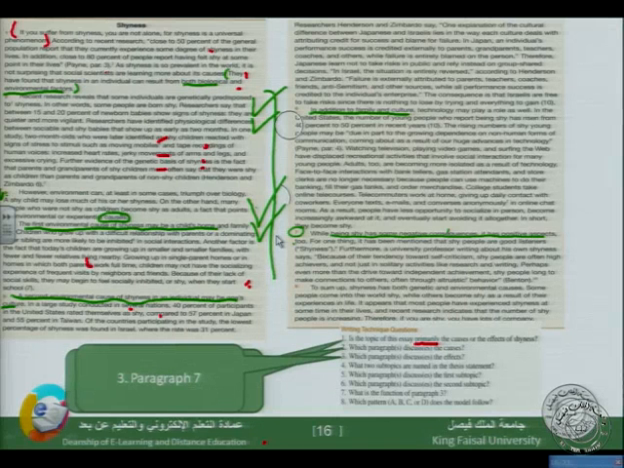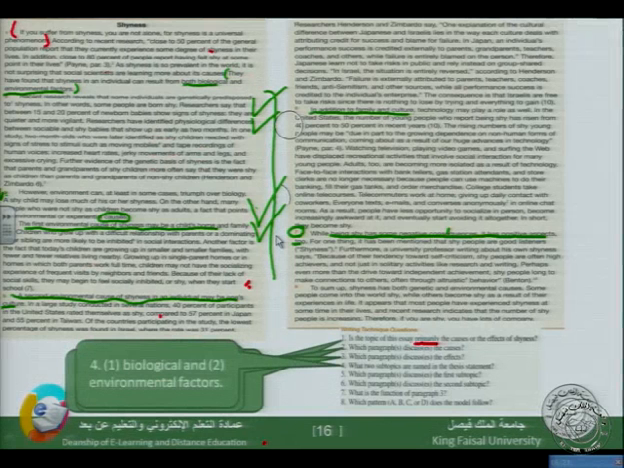Number 4. What 2 subtopics are named in the thesis statement? What are the 2 subtopics that are mentioned in the thesis statement? Biological and environmental factors. These are called subtopics that the author is going to discuss during or through his body paragraphs. So these are the subtopics in the thesis statement right here.